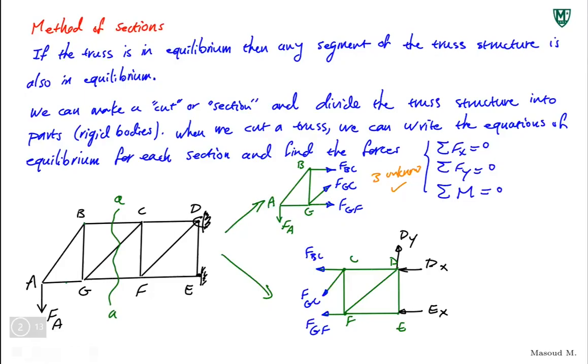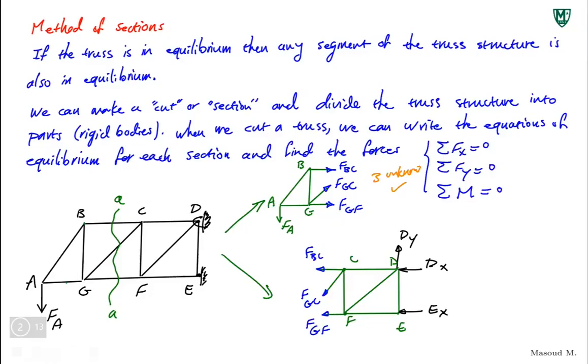On the section from the right side, if you want to find the internal forces in members BC, GC, and GF, you have three unknowns, those forces, which are now external because I made the cut. And you also have forces from the support reactions, which you don't have. So you can't solve for those internal forces you wanted by using just this.